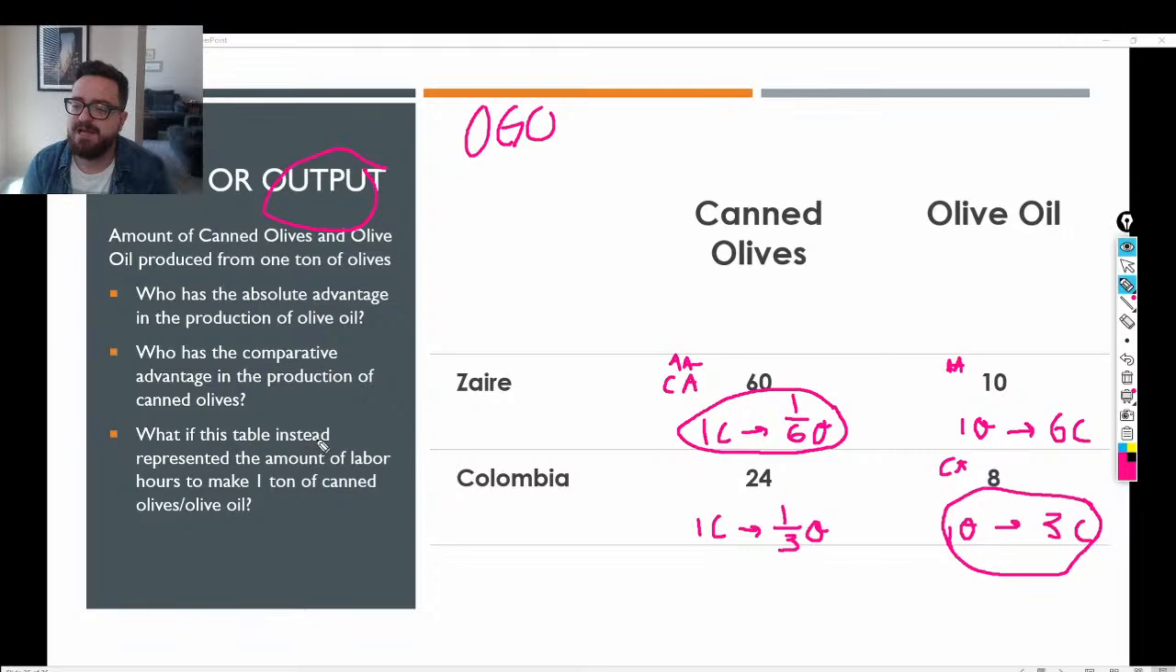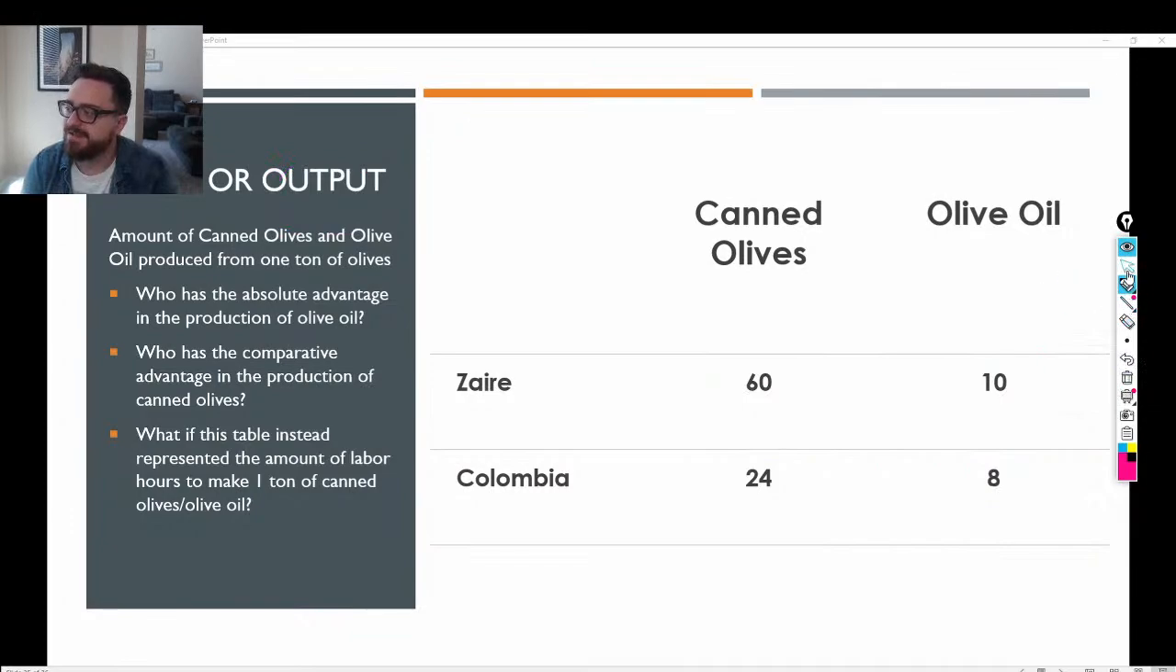What if this table instead represented the amount of labor hours to make 1 ton of canned olives or 1 ton of olive oil? So if instead of these representing the amount of things they can make, this is the amount of hours it took to make, it takes Zaire 60 hours to make a thing of canned olives. It takes Colombia 24 hours to make a thing of canned olives. That would mean Colombia can make more. So that's the absolute advantage for Colombia.